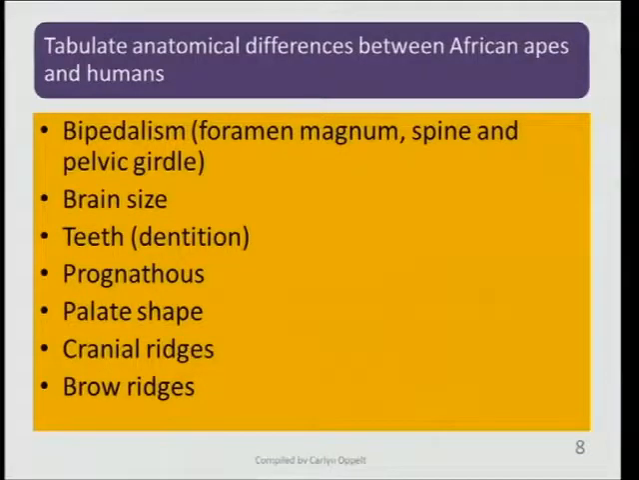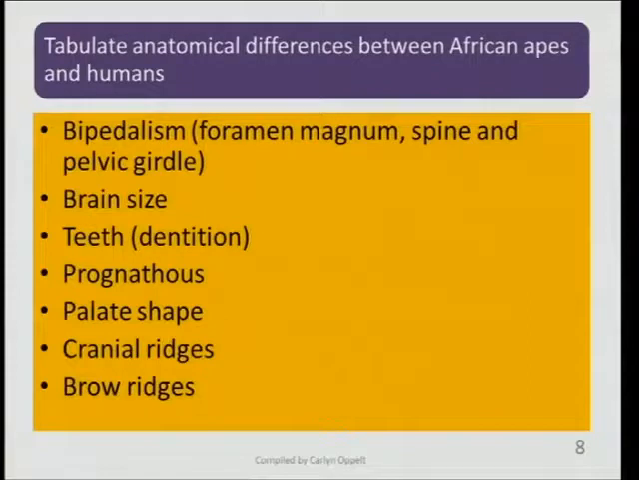We've already said the only two things that distinguish us is the bipedalism. We are bipedal. We walk on 2 feet. And with that, we have to look at things that point out that we are bipedal. We have to look at the foramen magnum, the spine, and the pelvic girdle.